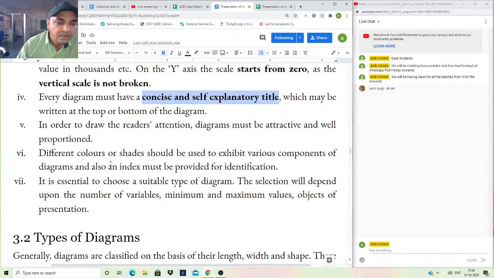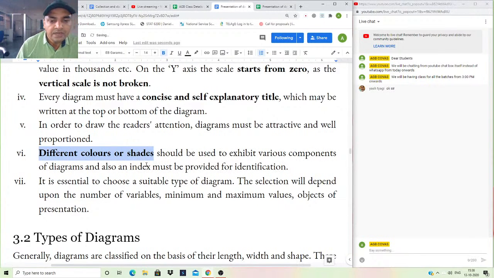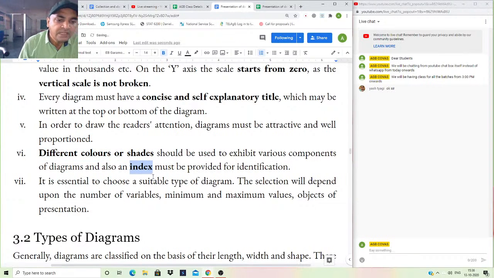Now, different colors or shades should be used to exhibit various components of diagrams, and also an index must be provided for identification. That is, some colors should be used, and finally some index should be there showing which color means what inside your diagram. So this is one of the major things.